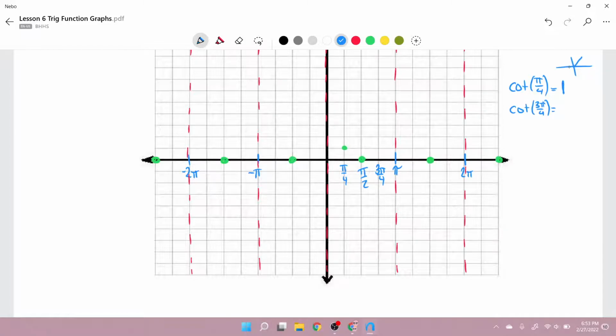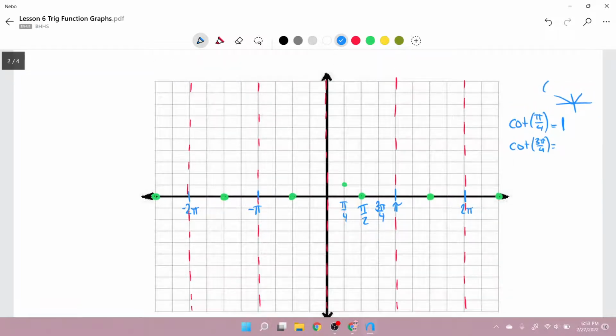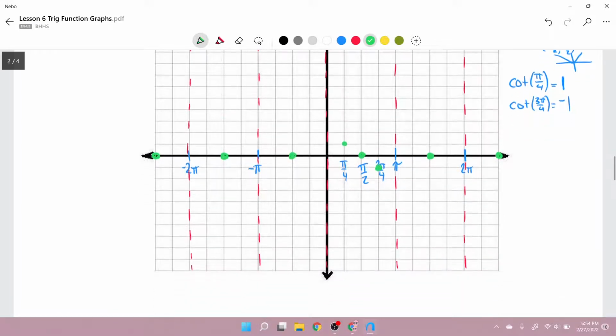What will that equal? Well, 3 pi fourths is over here. So the ordered pair there will be negative root 2 over 2, comma, root 2 over 2. So taking the cosine over the sine, we will get negative 1. So at this point right here, kind of covering up that 3 pi fourths, see how we have that falling behavior, the decreasing instead of the increasing, like tangent?